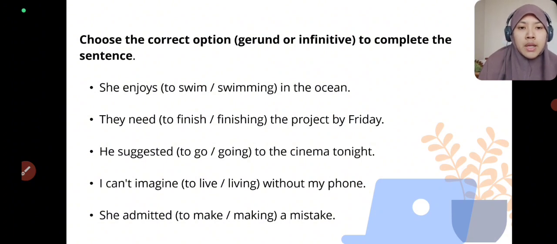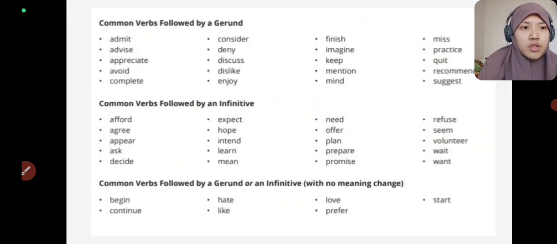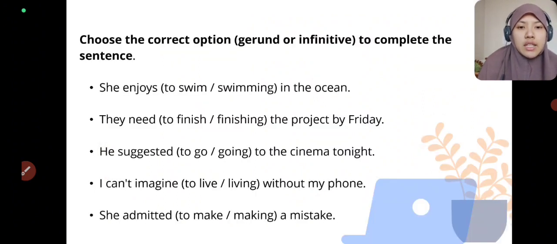Next, I cannot imagine la la la without my phone. Imagine, let's check. Where is imagine? Okay, imagine is in the common verbs followed by gerunds. So the answer is living. I cannot imagine living without my phone.